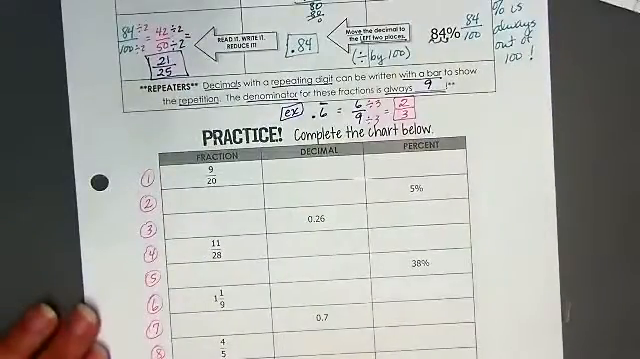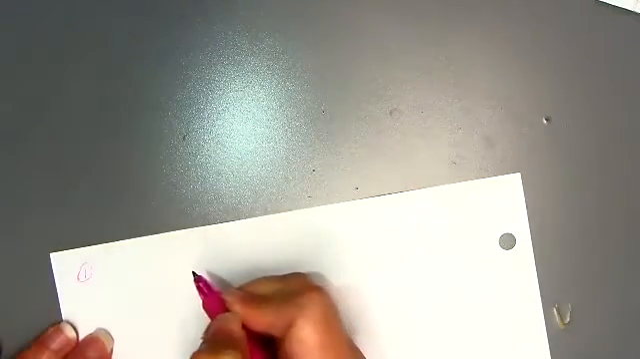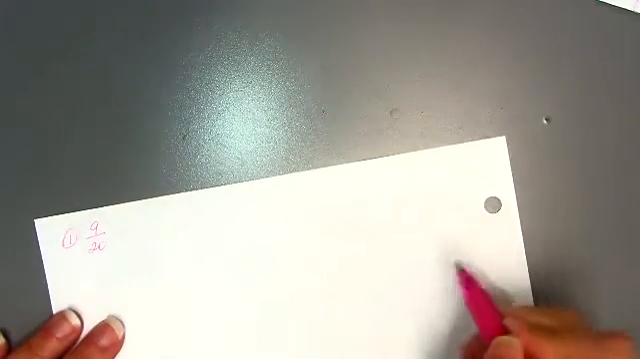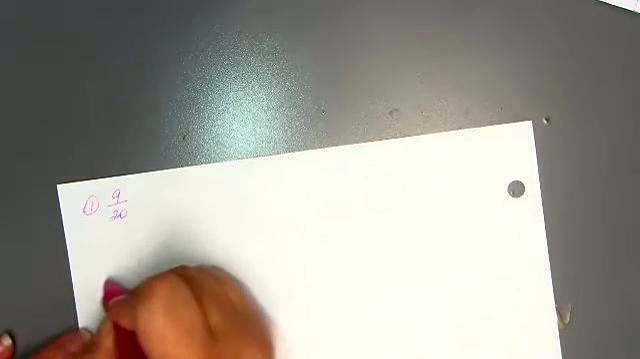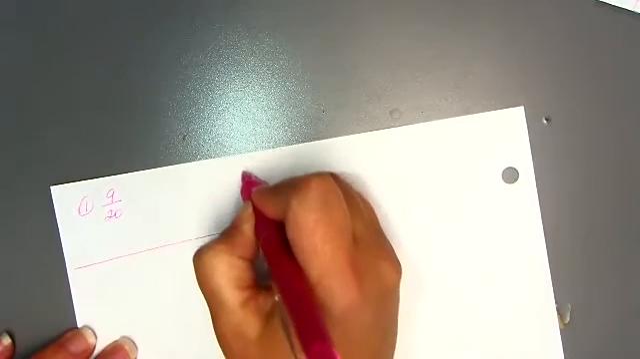So on the back of the sheet or on a separate sheet of paper, we're going to do number 1. It is 9 over 20, and we have to change that to a decimal and to a percent. I'm going to show the work for that. If it helps with organization, whether you want to go down or across, that's your choice. But I'm going to box my work.